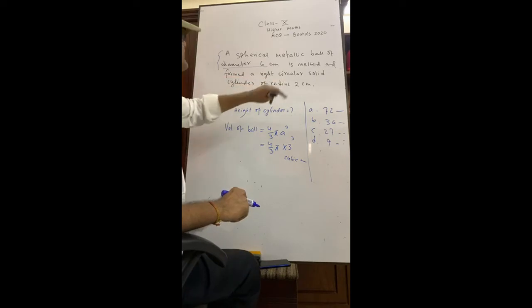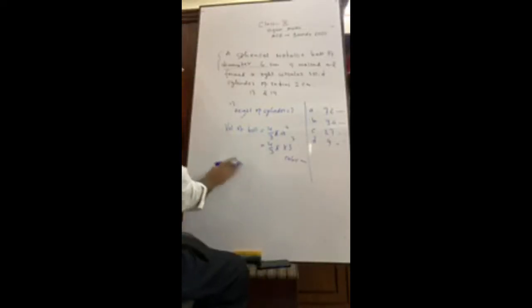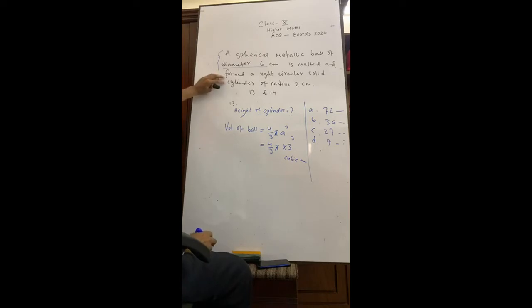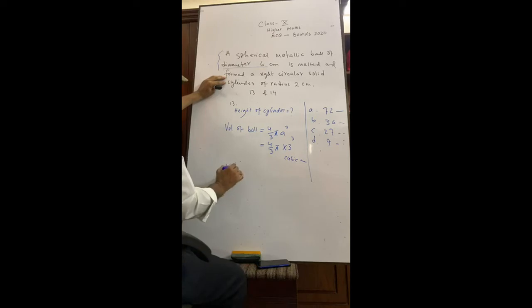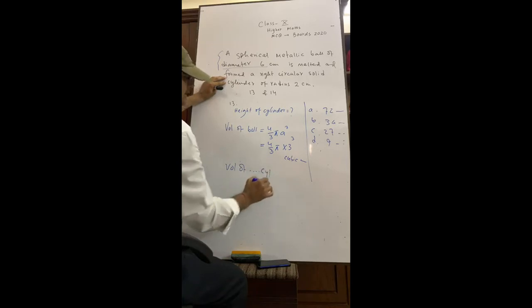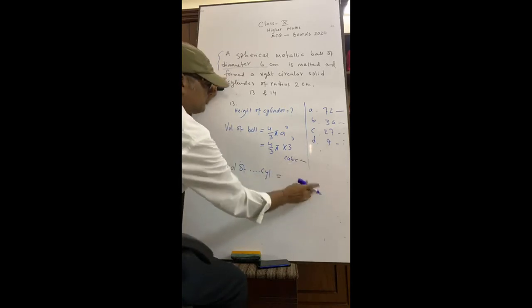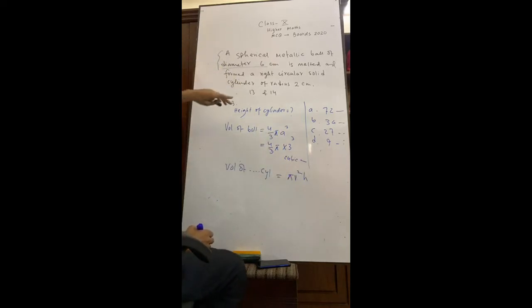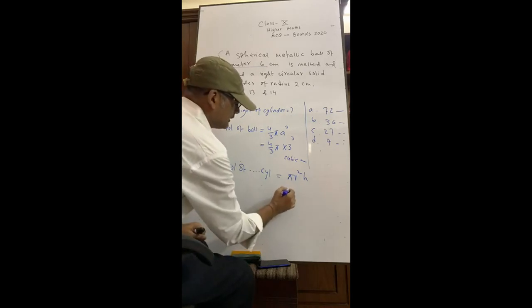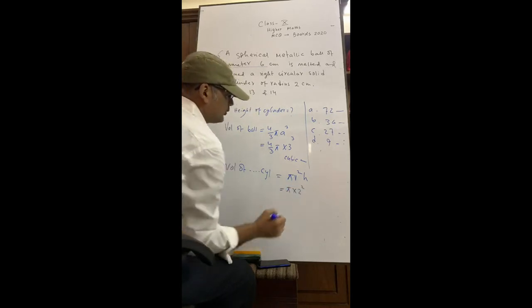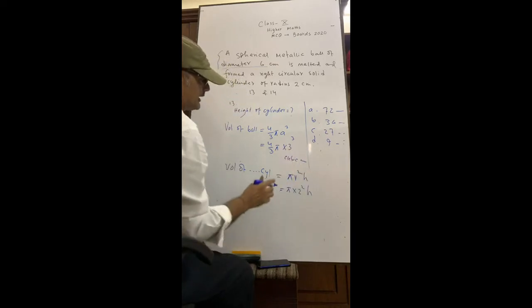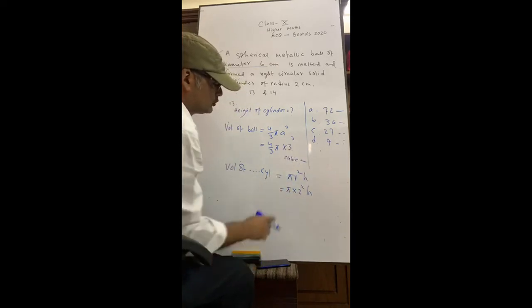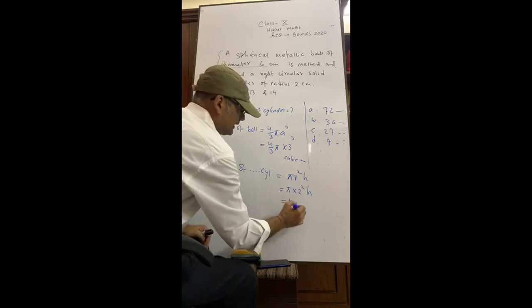And formed a right circular solid. So what is the formula to find the volume of a right circular cylinder? Write down: volume of a cylinder equals pi r square h. Here r is 2, that means pi into 2 square h. So we are getting 4 pi h.